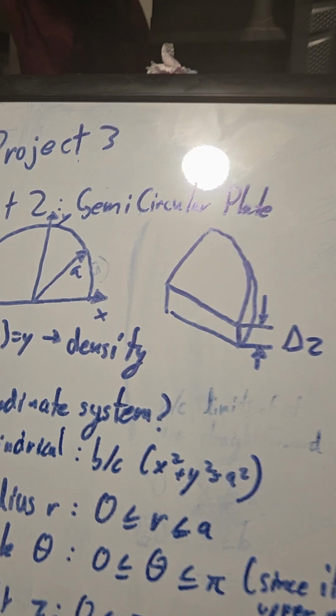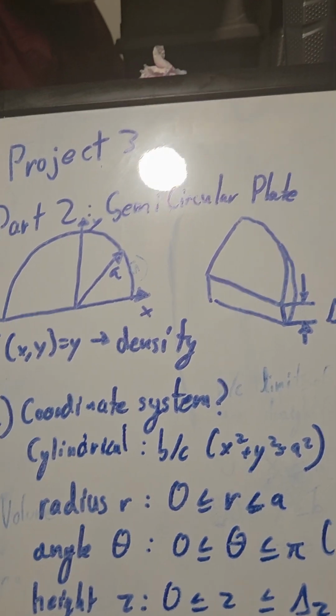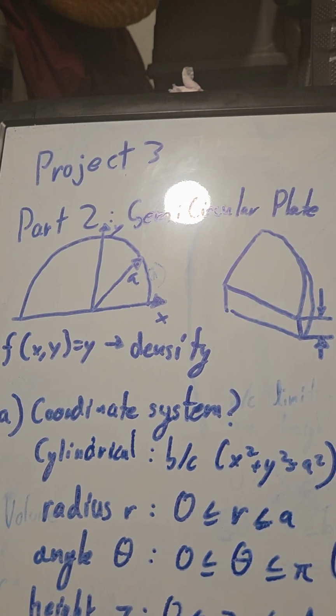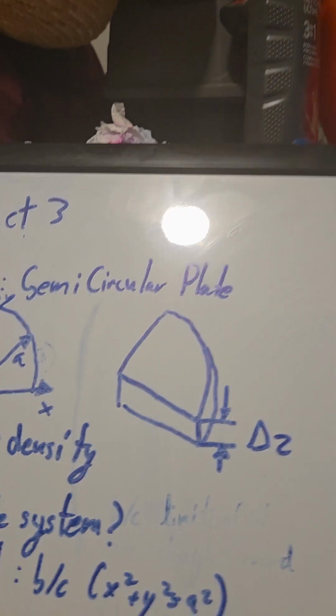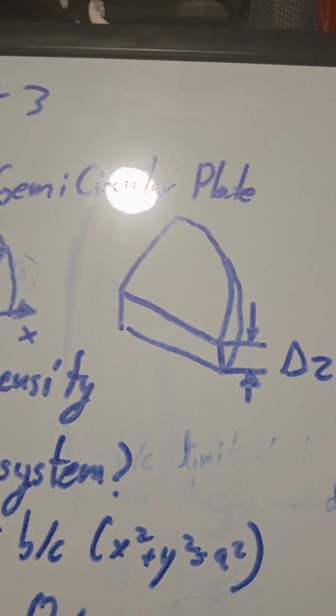All right, here's part 2 for the project. This is our semicircular plate. It's with y greater than or equal to 0 with radius a. And there's a tiny uniform thickness denoted by the change in z, as you can see right here.